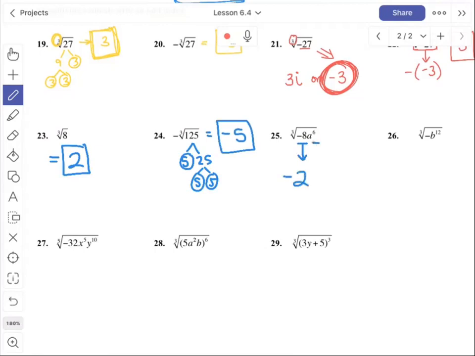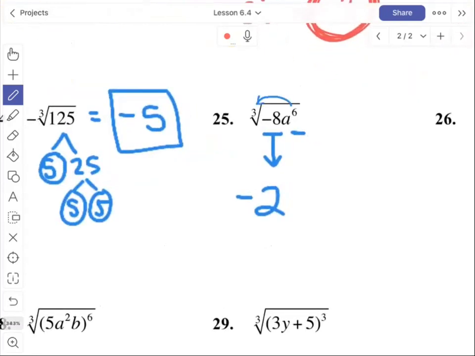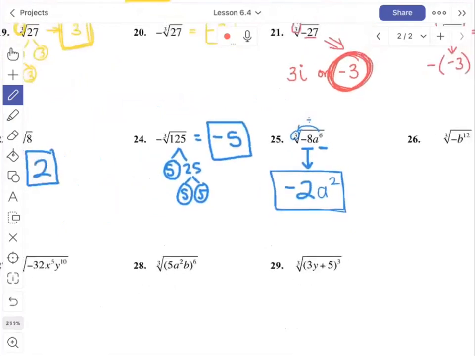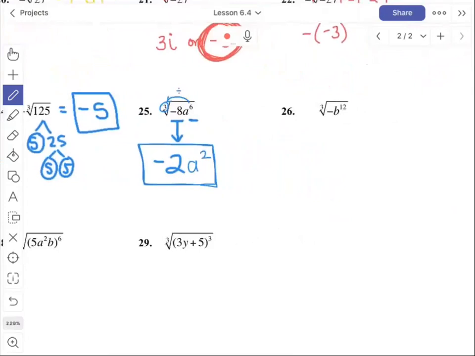And then the a to the 6th power, remember, divide the exponent. So this is a squared. I don't need absolute values. I don't even need to check because the index is odd. So I don't even need to worry about absolute values when the index is odd. Okay? This one is just going to be negative, all right? And then divide the exponent, so b to the 4th. Negative b to the 4th.